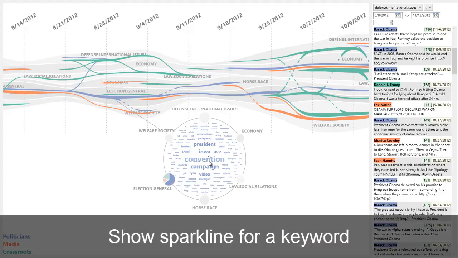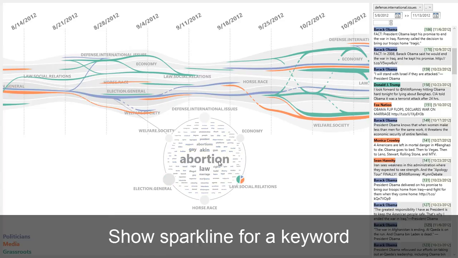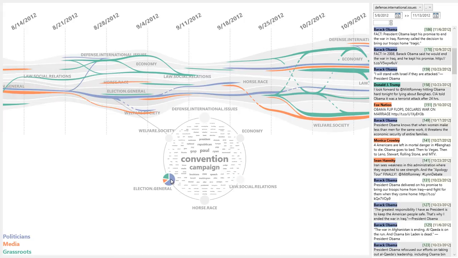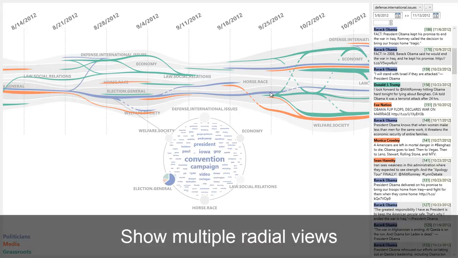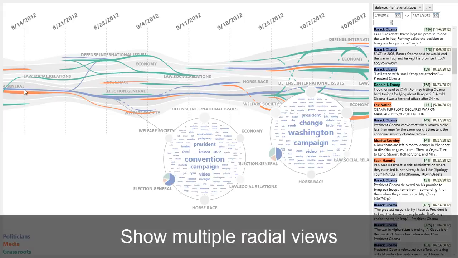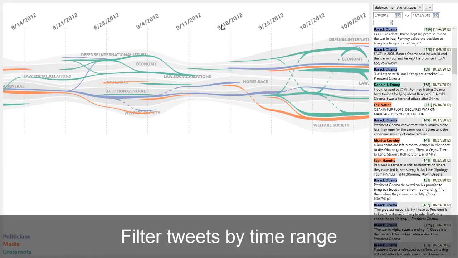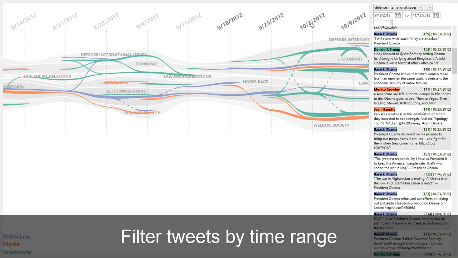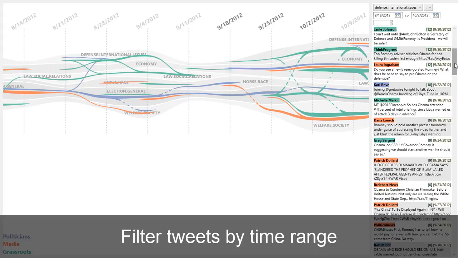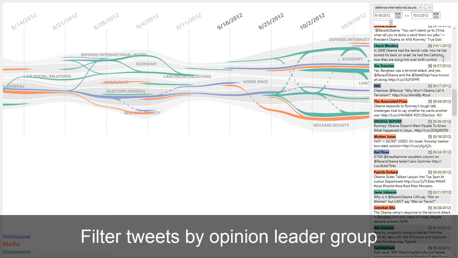Show the variance in saliency of a keyword over time with sparkline. Pin multiple radial views for a pairwise comparison in terms of temporal, topical, and group-wise dimensions. The user can also filter the tweet list by selecting a time range, or by specifying keywords or opinion leader group.